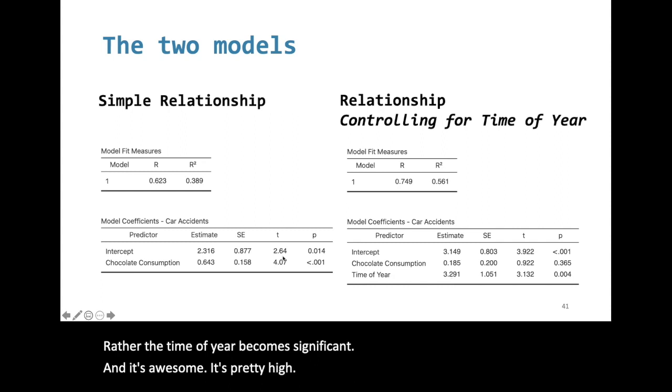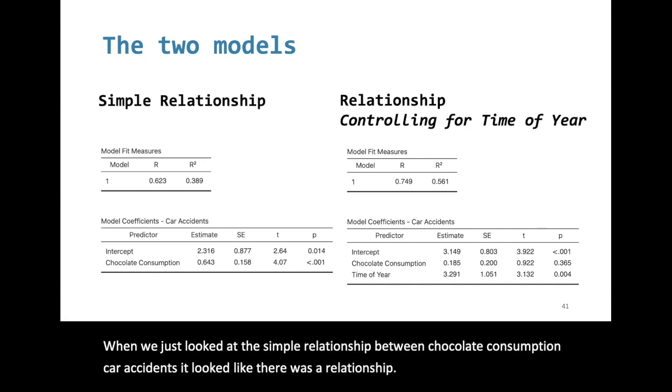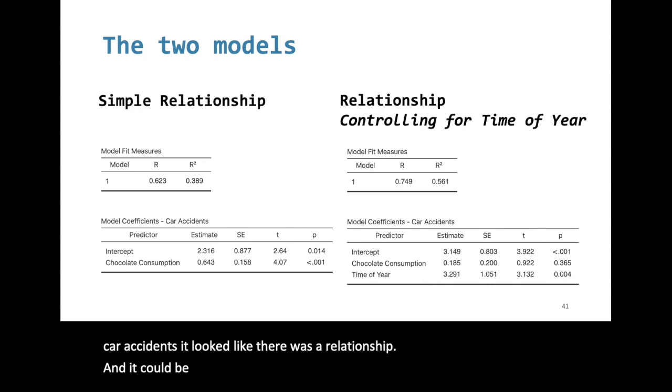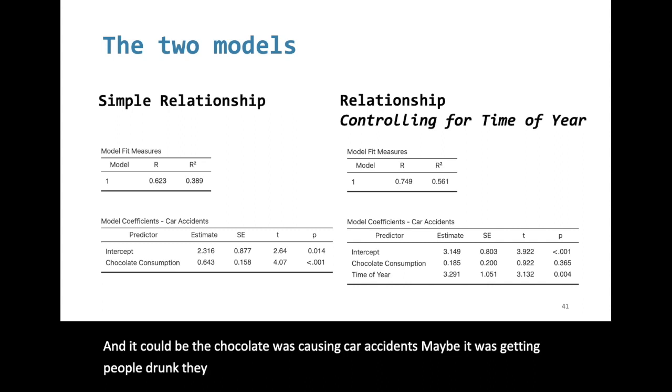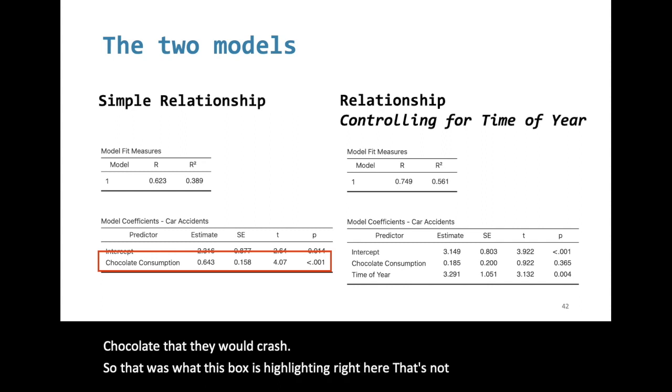So what we have here is, when we just looked at the simple relationship between chocolate consumption and car accidents, it looked like there was a relationship. And it could be that chocolate was causing car accidents. Maybe it was getting people drunk. They were feeling so good from chocolate that they would crash. So that was what this box is highlighting right here. That's the simple relationship.